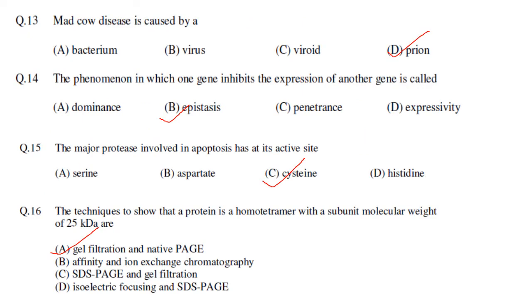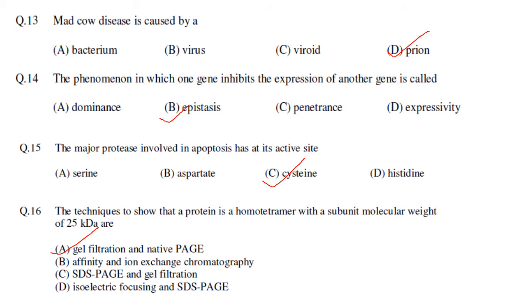Next one, mad cow disease is caused by a prion. Answer is option D, prion. The phenomenon in which one gene inhibits the expression of another gene is called dominance, epistasis, penetrance, or expressivity. Answer is epistasis. Dominance refers to relationship between two alleles or variants of the same gene, whereas epistasis refers to a relationship between alleles of two different genes. So answer is option B, epistasis.